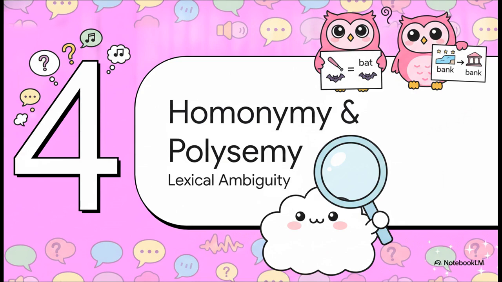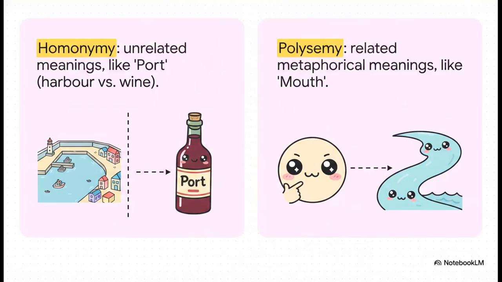Section 4. Homonymy and polysemy. Now let's tackle two types of lexical ambiguity that constantly confuse both native speakers and foreign language learners. Lexicographers use two main criteria to tell them apart: etymology and relatedness of meaning. Take port, meaning a harbor. That comes from the Latin portus. But port the wine? That comes from the Portuguese city Oporto. Because they evolved from completely distinct historical lexemes that just happened to merge over time, this is classical homonymy.